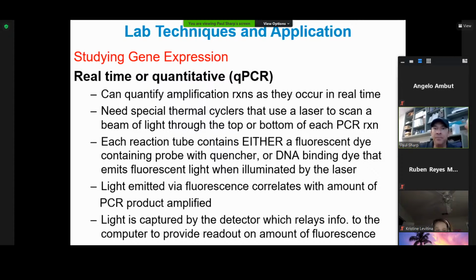But there you go. I don't want to go any more into the slide because we've been through it. So let's start learning about these two different ways that you can do qPCR.